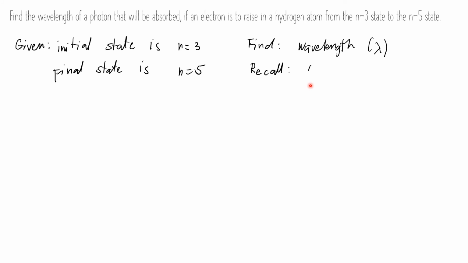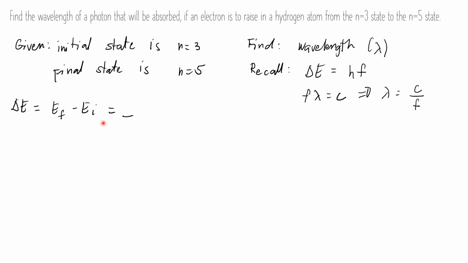So let's recall that the change of E is equal to Planck's constant times the frequency. And we also have this relationship of the speed of light, the wavelength, and the frequency. So if we need to find the wavelength, lambda is equal to c over f, where c is a constant. Delta E is equal to final energy minus initial energy.